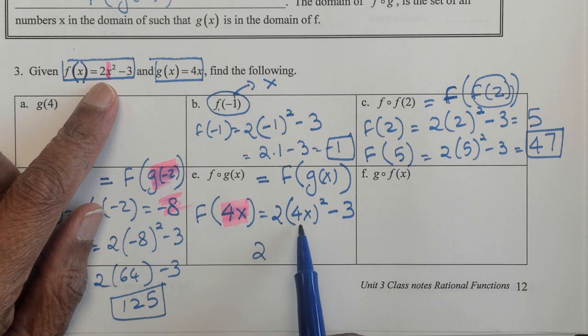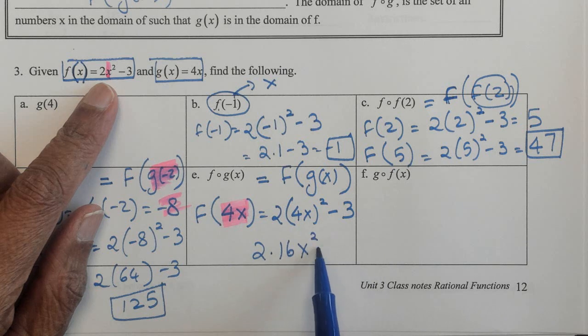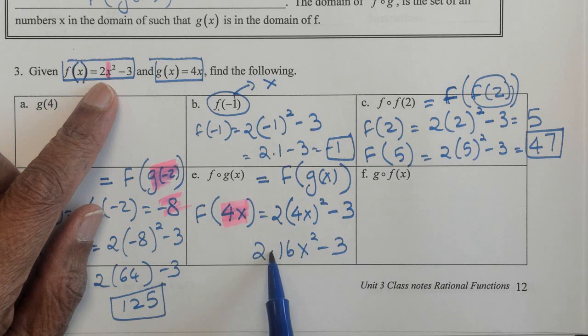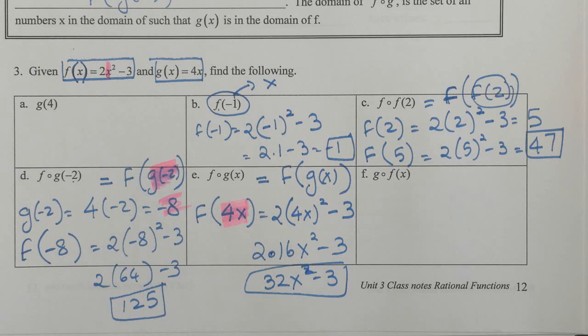2 stays as 2. And 4x squared, you remember you have to square both of them. It's 4 squared, so this is going to be 16x squared minus 3. And I can multiply these two. 2 times 16 is 32x squared minus 3. Alright, so that is my E.